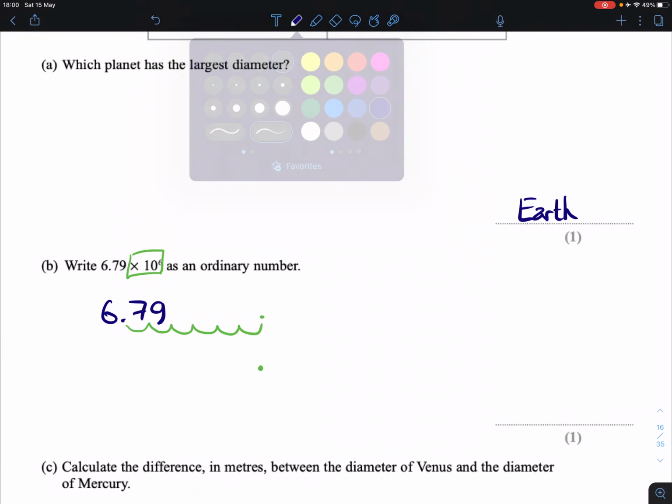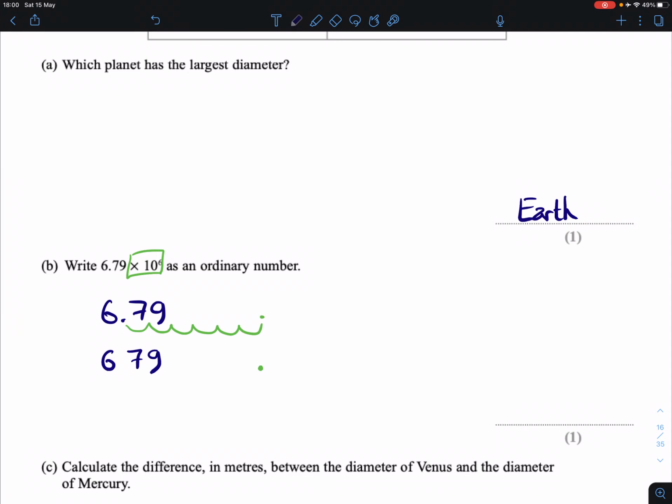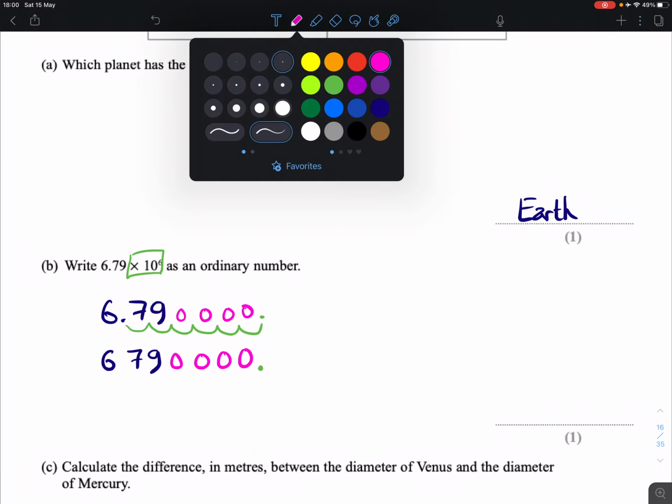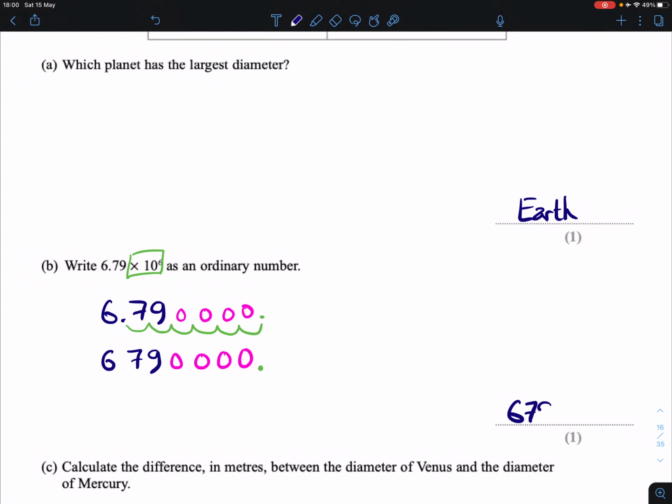Or, depending on how you look at it, the 6 and the 7 and the 9 have moved to the left. What we then need to do is fill in the blanks, the gaps, with zeros. So that's going to give us the following number, 6,790,000. You don't need those commas, you can just leave that as is there. But that is our answer as an ordinary number.